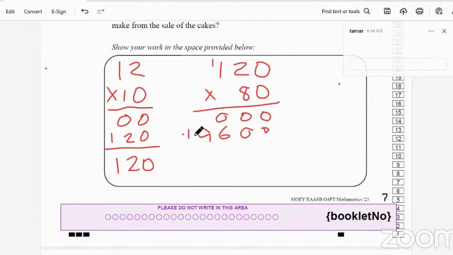Okay, now we add the 2 rows. 0, 0, 6, and 9. So we made a total of $9,600 from the sale of cakes, okay?